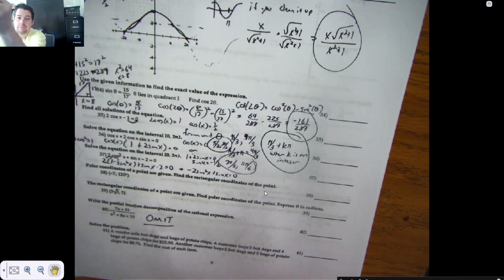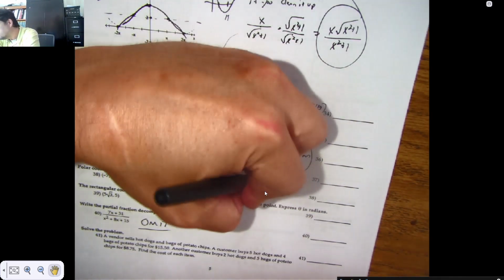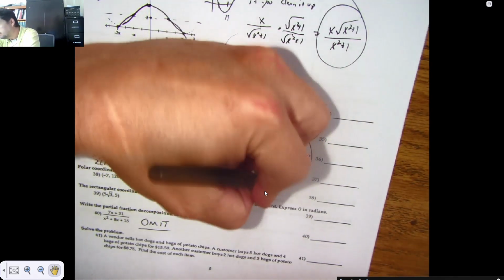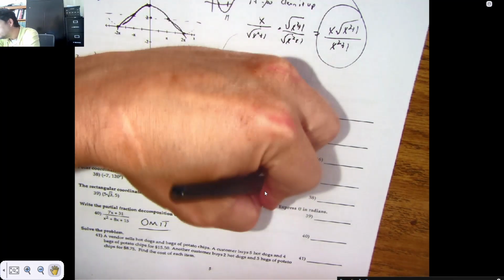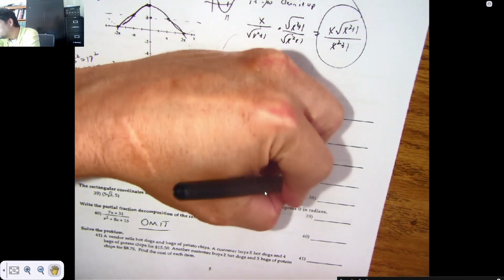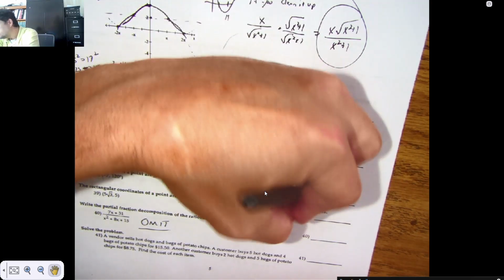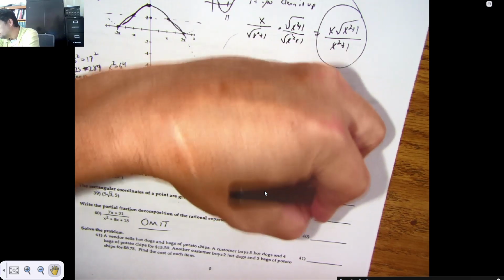There's no doubt about it. I can pull out a sine of x. If I pull out a sine of x, I'd have negative 2 sine of x plus 1 being 0. So I end up here with sine of x being 0, or negative 2 sine of x plus 1 being 0.